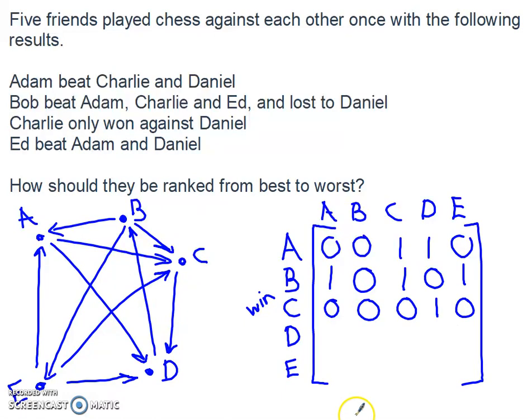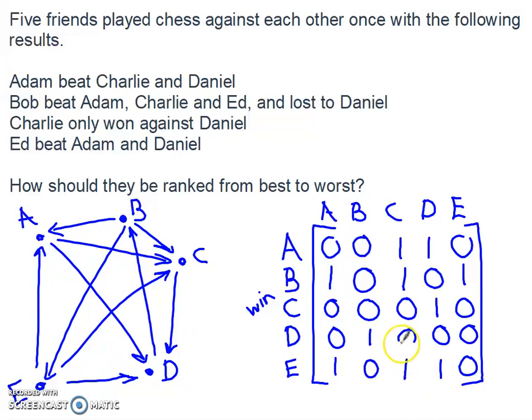Daniel, let's see here. Daniel lost to Adam. Daniel won against Bob. He lost to Charlie, didn't play himself, and lost to Ed. And then Ed won against Adam, and he won against Daniel, and then either lost to the other people or, of course, didn't play them. Oh, I may have gotten that wrong. Yes, I did. Adam won against Charlie.